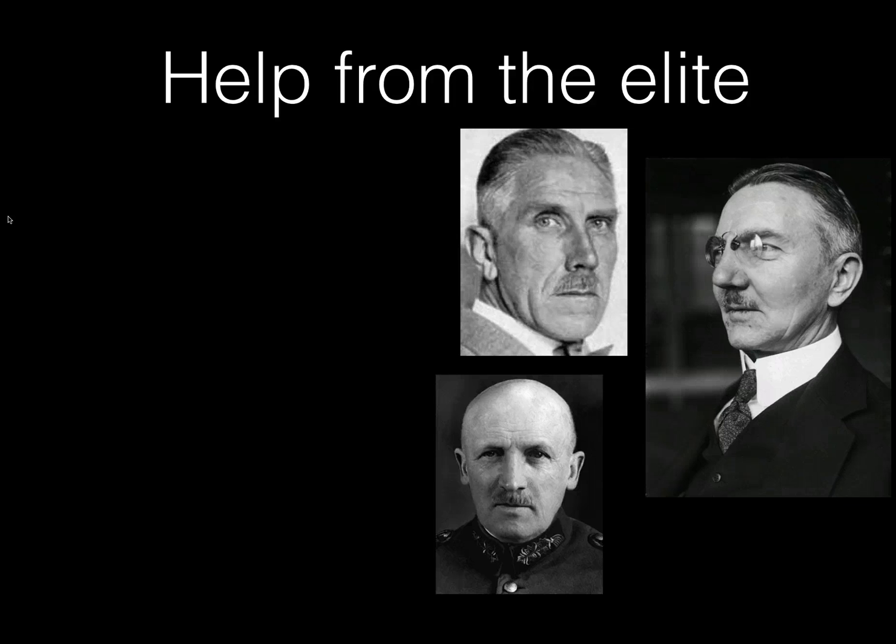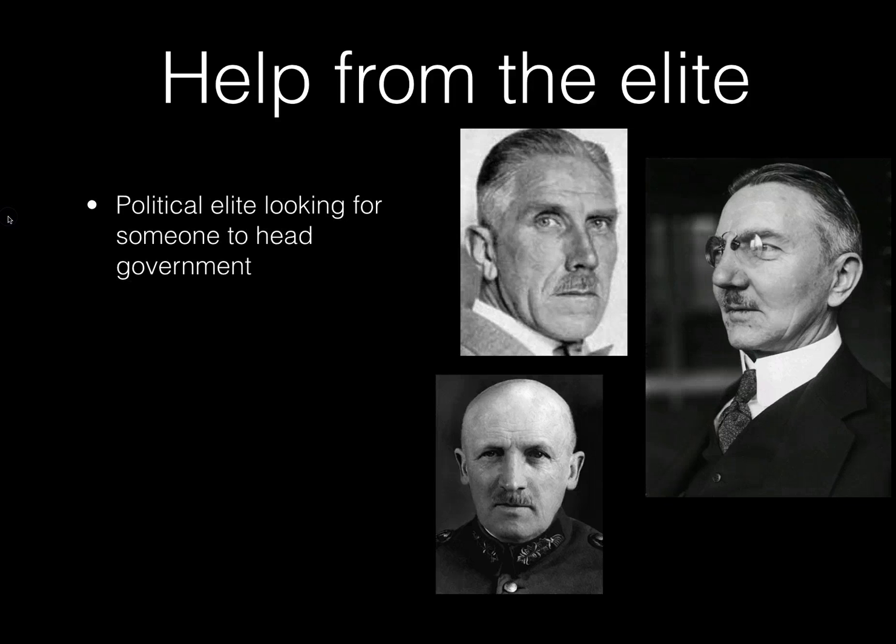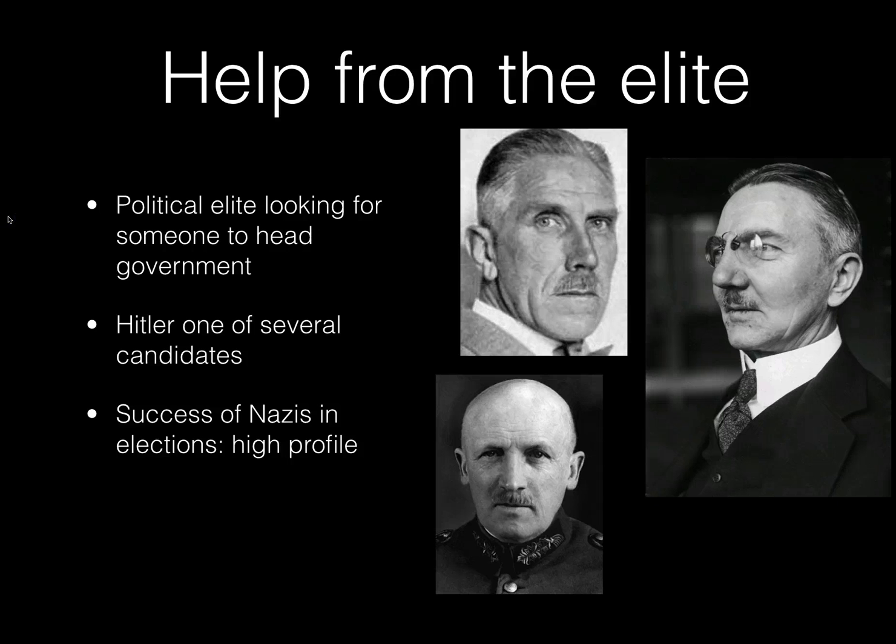Let's have a little bit of a look at some of the help he received from the elite. So the political elite themselves were largely conservative, not huge fans of democracy, wanted a return to traditional authoritarian government. They were looking for someone to head the government. Hitler is actually one of several candidates. What helped Hitler and the Nazis is that they did exploit, as I said, the circumstances of the Great Depression with more effective propaganda, energy and organisation, which helped them to electoral success in 1932. They were a high-profile party.